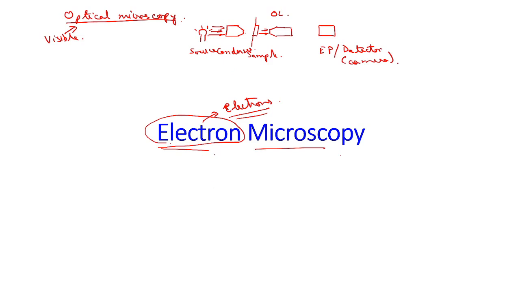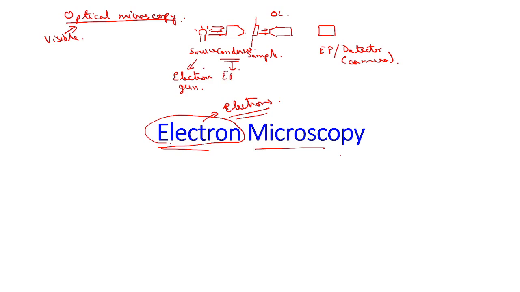Okay. Now, when we talk about electron microscopy, we would be having a similar architecture. However, as I told you, the source over here would be an electron source. The source which generates electrons is regarded as the electron gun. So instead of visible light, we will be having an electron gun. Then we have the condenser. Here also we will be having the condenser.